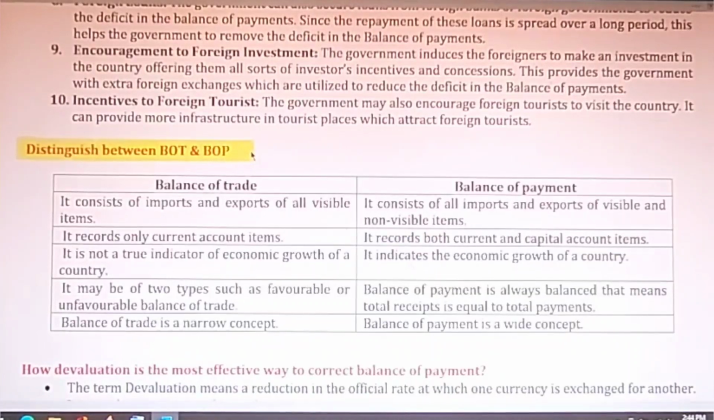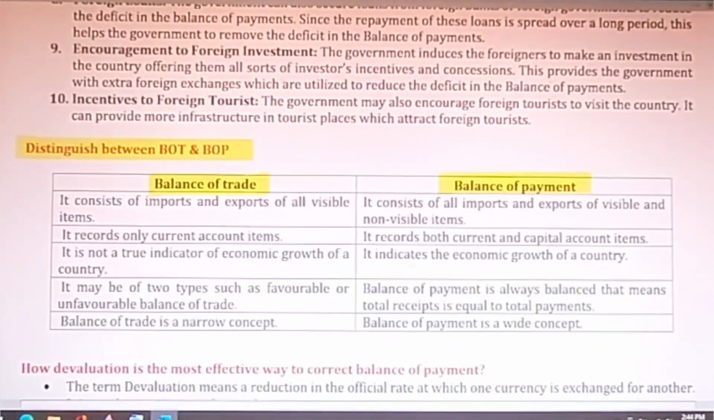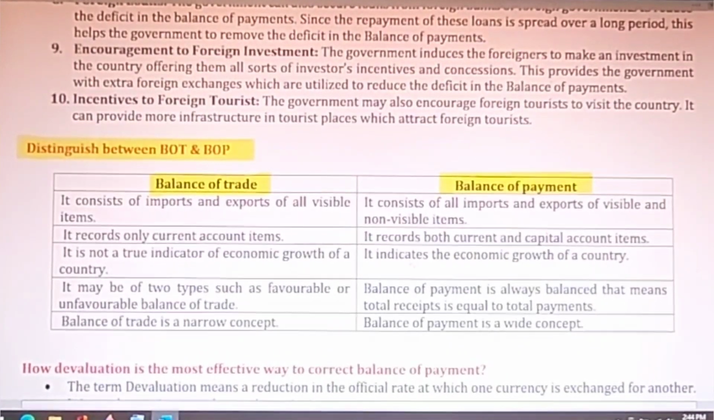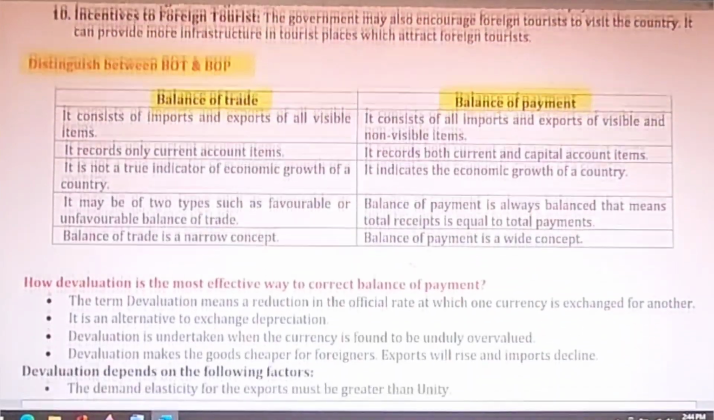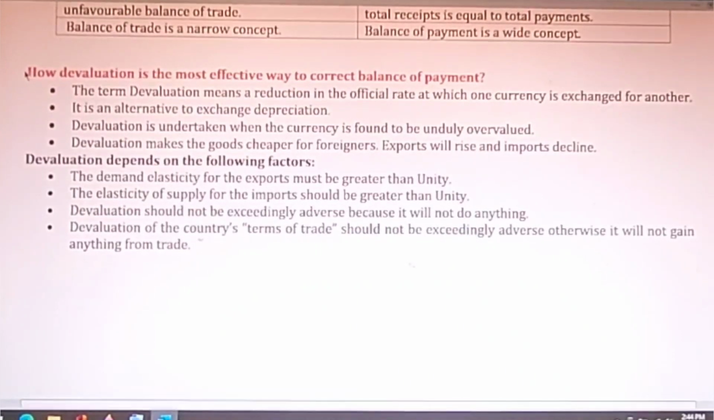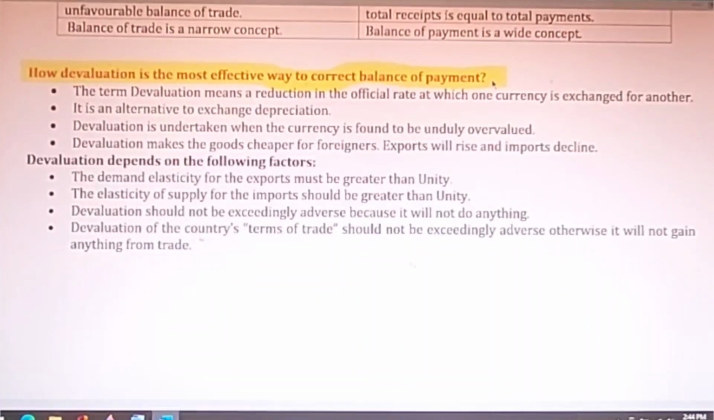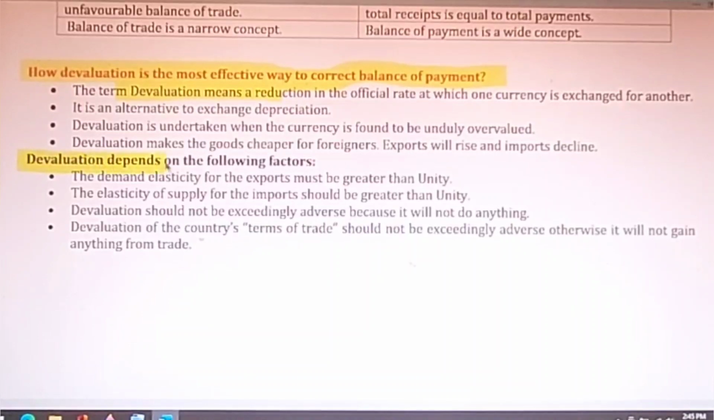Distinguish between BOT and BOP, balance of trade and balance of payment. Balance of payment is a very broad concept, whereas trade means only an account of trade of a nation. Then this question also came in previous years exams, that how devaluation is the most effective way to correct balance of payments, right? So you should define what is devaluation, then what are the factors on which devaluation of currency depends.